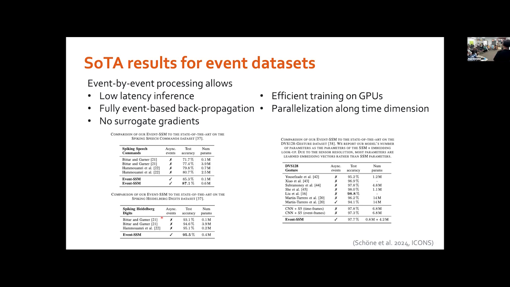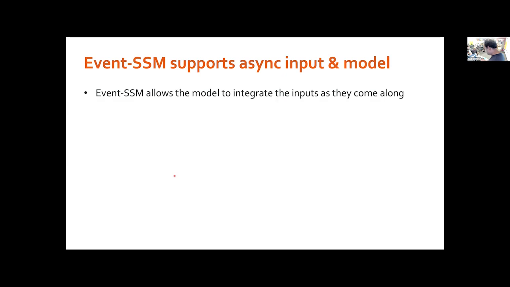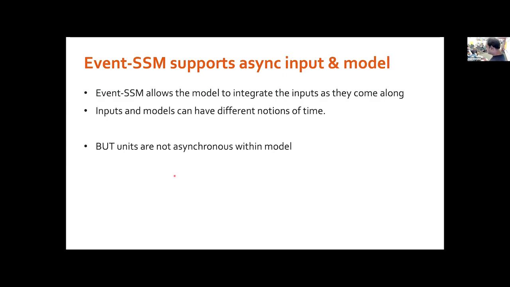It parallelizes very well on GPUs because of state space models. So it trains really well, and there are no surrogate gradients or anything. The model itself doesn't have any sparsity, so this only solves one part, handling inputs asynchronously. Okay, so that's what I just said.